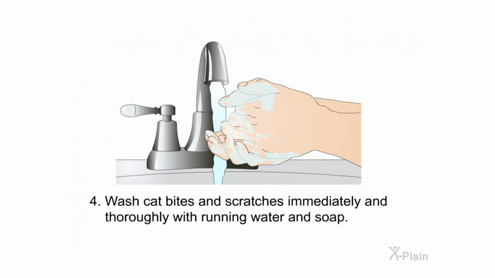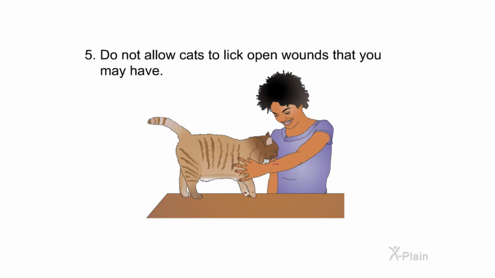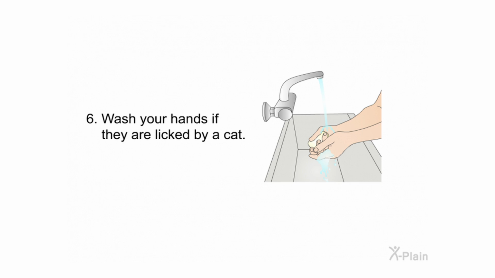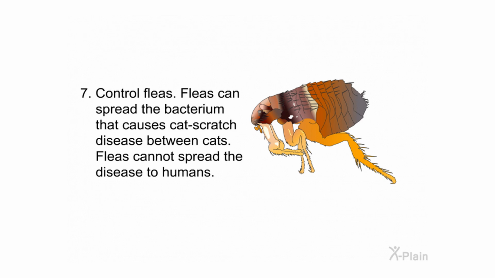4. Wash cat bites and scratches immediately and thoroughly with running water and soap. 5. Do not allow cats to lick open wounds that you may have. 6. Wash your hands if they are licked by a cat. 7. Control fleas. Fleas can spread the bacterium that causes cat scratch disease between cats. Fleas cannot spread the disease to humans.